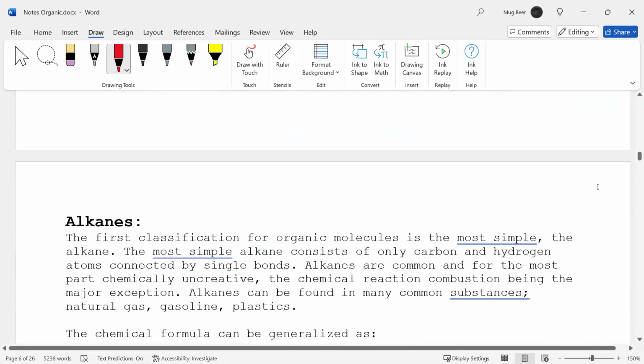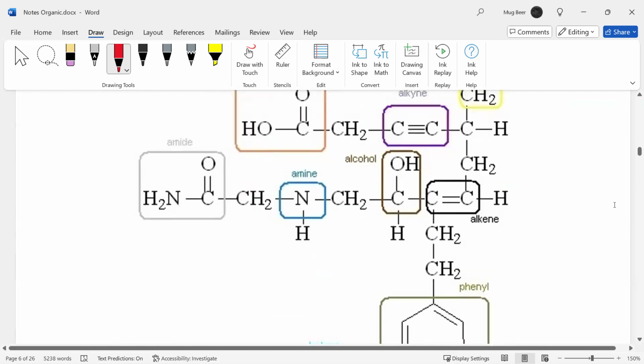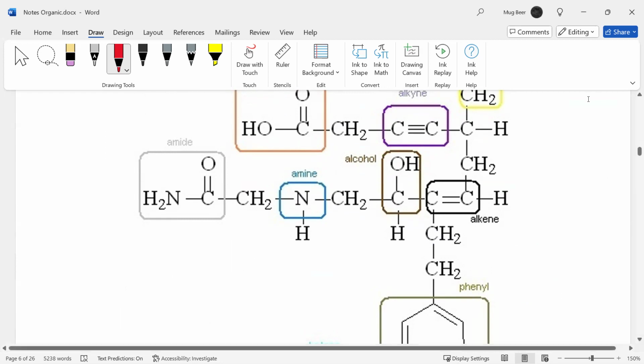Okay. So again, these functional groups are what make organic molecules interesting. If I don't put the functional groups on, then I have fuel. I've got gasoline, diesel, lubricants, natural gas. But when I start attaching these things on, then interesting things occur.